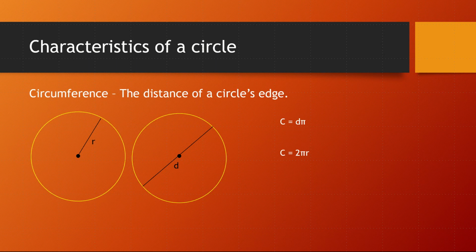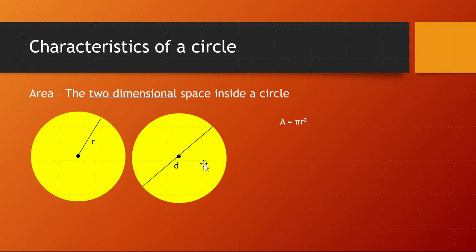You've probably seen the equations for the circumference of a circle, and remember, the circumference means the distance around the circle's edge. I've highlighted it here in yellow. The equation for the circumference is the diameter times pi, or you can think of it as 2 times pi r, since as I said earlier, the diameter is just 2 times the radius. The area is the two-dimensional space inside the circle, and the equation for that is pi r squared.